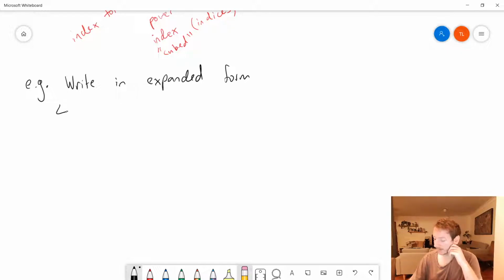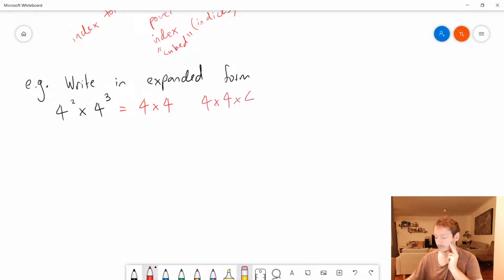Let's use the number 4 again. So let's say we've got 4 squared, and I'm going to multiply it by 4 cubed. So to write in expanded form, well, let's start with the 4 squared. That becomes 4 times itself twice. There's 2 4s. And then this one here, 4 cubed, well, there's going to be 3 of them. And here I've got 4 squared times 4 cubed. So I need to do it times.